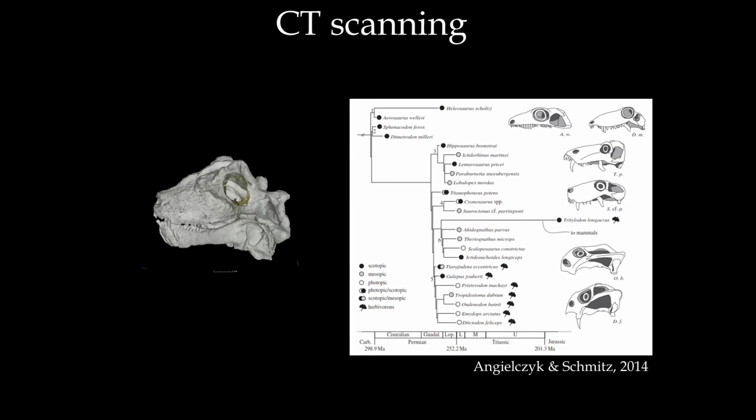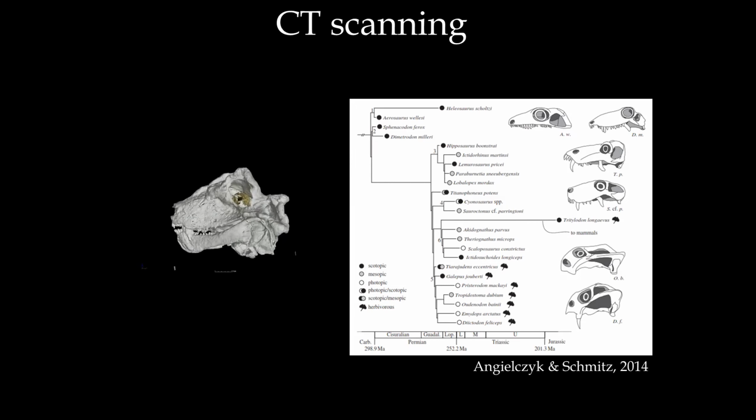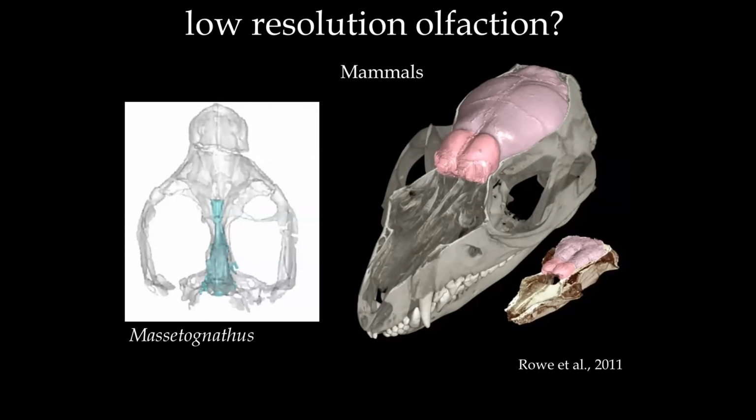So CT scanning and synchrotron scanning and neutron scanning were heavily involved, and with teams all over the world studying our South African fossils. So let's take those statements that Rowe et al. made in 2011 one by one and see if they still hold true today in light of those new data.